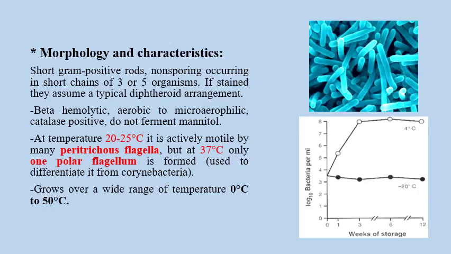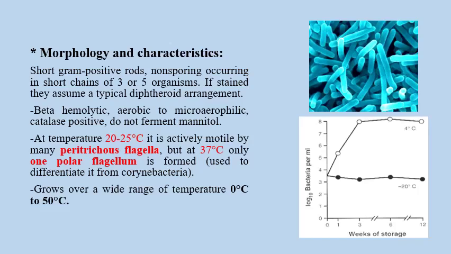The characteristic feature of this organism is this point. At a temperature of 20 to 25, it is actively motile by many peritrichous flagella. At room temperature, about 20 to 25 degrees, it possesses many flagella surrounding its cell wall, called peritrichous flagella, and these produce the movement we call tumbling movement. At 37 degrees centigrade, the temperature of our body, they only possess one polar flagellum. This is used to differentiate it from Corynebacterium, which is non-motile as we took, but here it is motile.